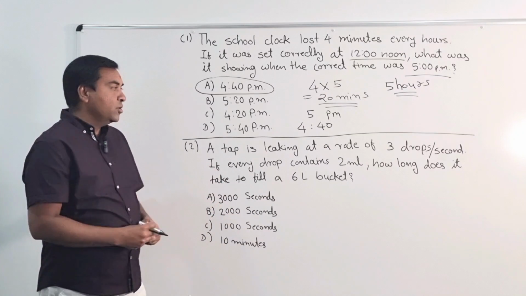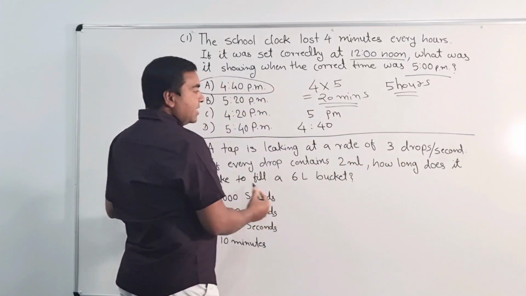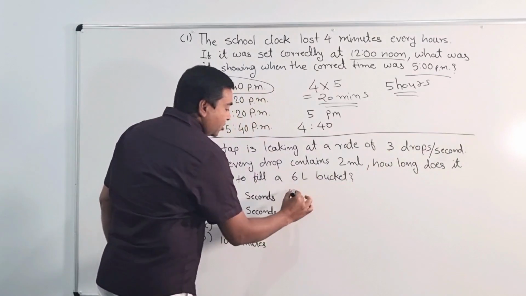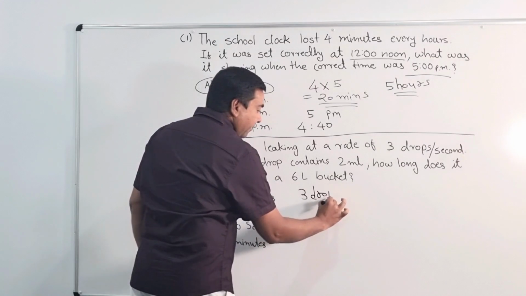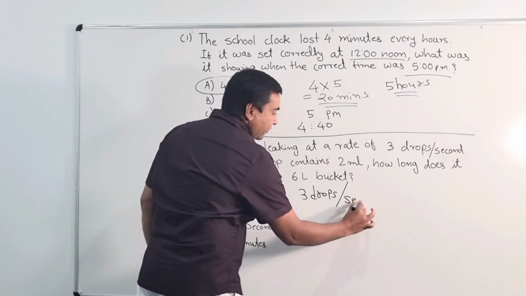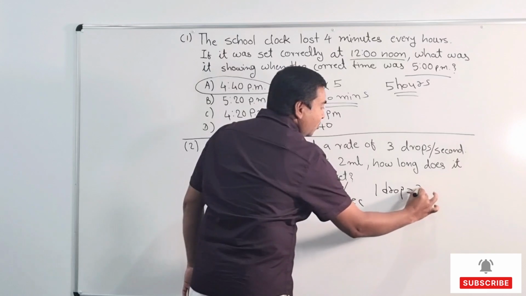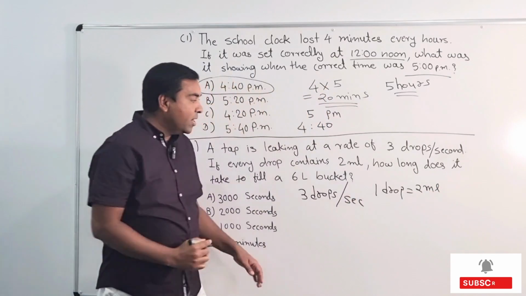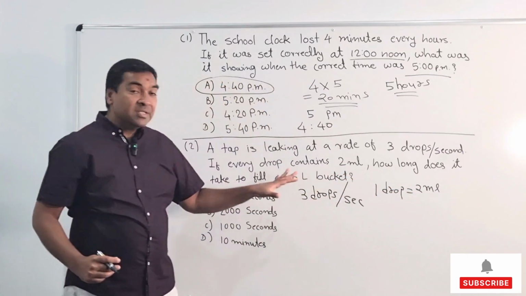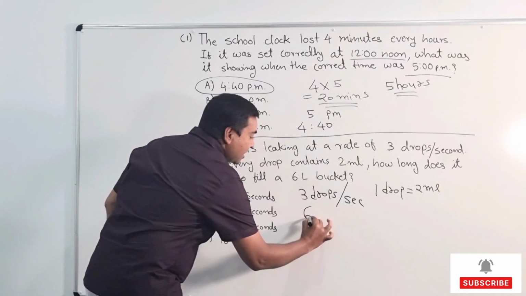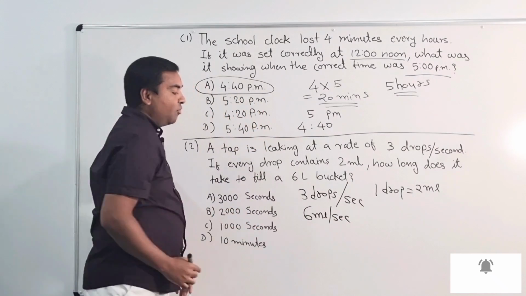So what we are going to do is see every second how many drops are leaking. We can see 3 drops per second, and 1 drop is equal to 2 milliliter. So 3 drops is 3 multiplied by 2, which is going to be 6 milliliter. So every second, 6 milliliter of water will be leaking.